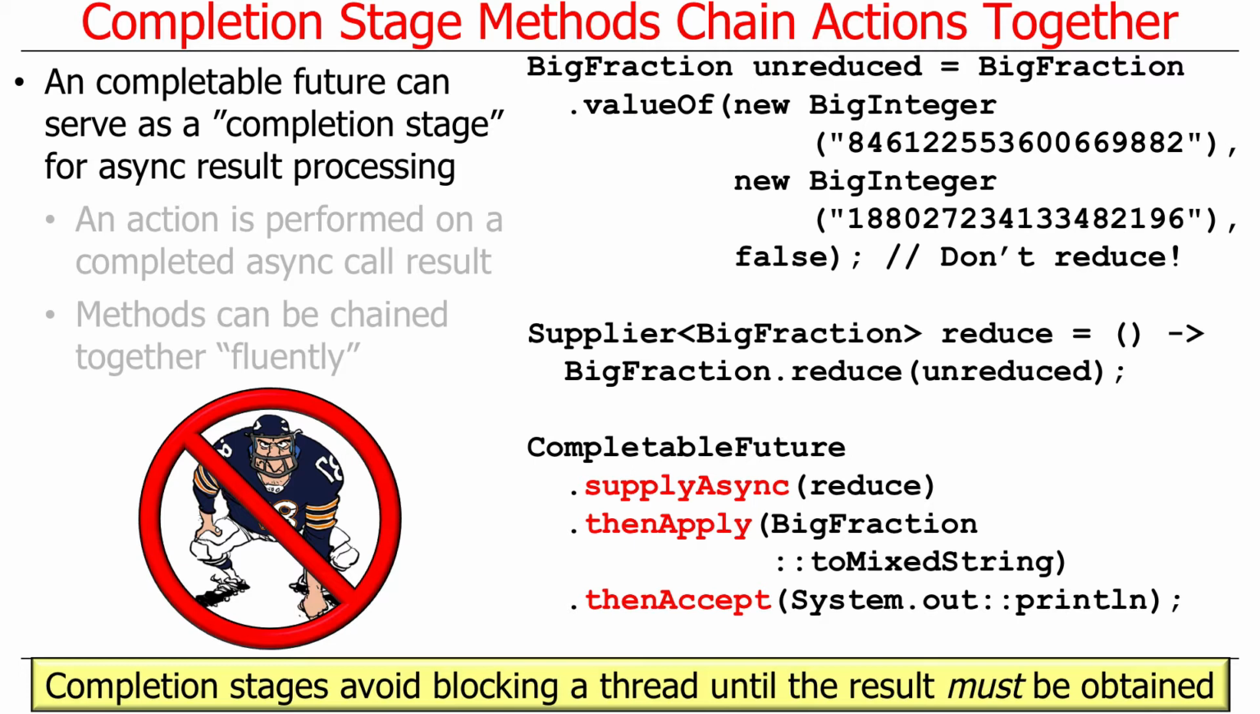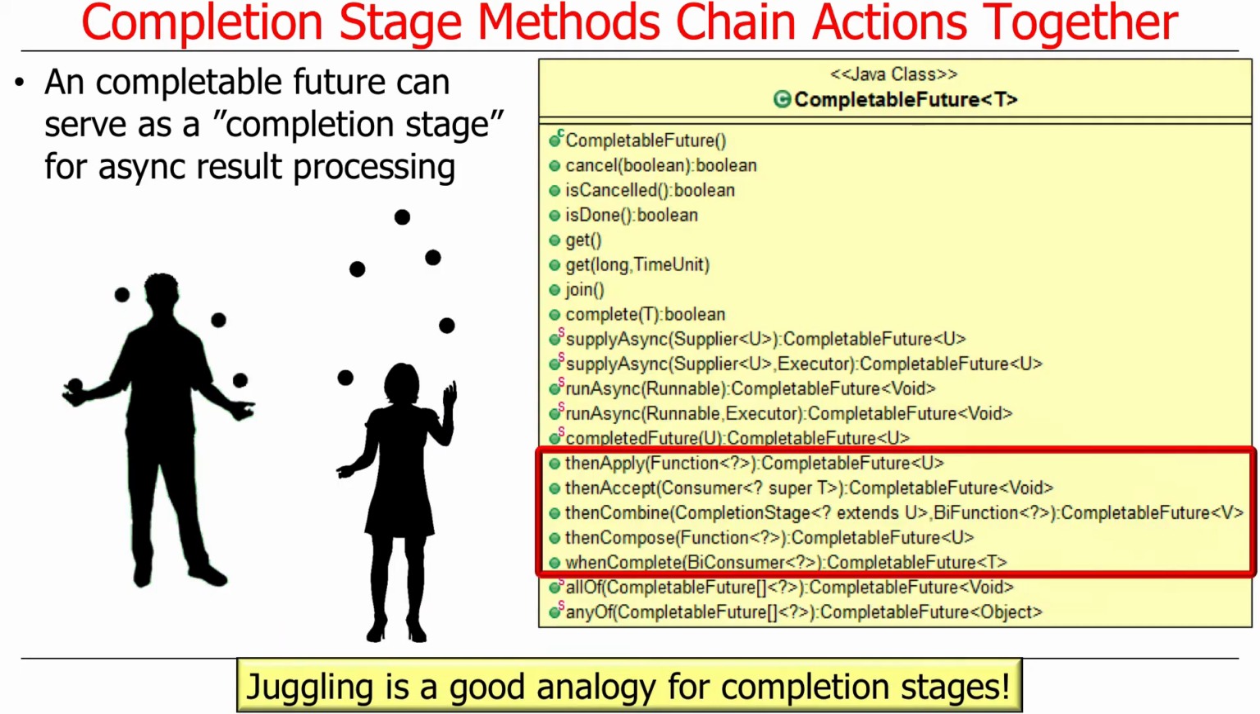If you're writing a server, you probably would never have to call join because it's just going to keep running till it's finished and it'll give the result back. So you're not going to have to join. So the best way to think about completion stages, or at least the way I like to think about completion stages, is kind of like juggling, right?